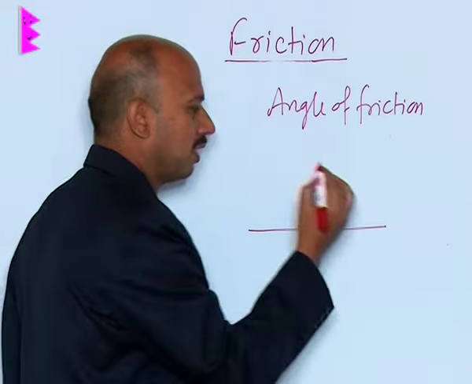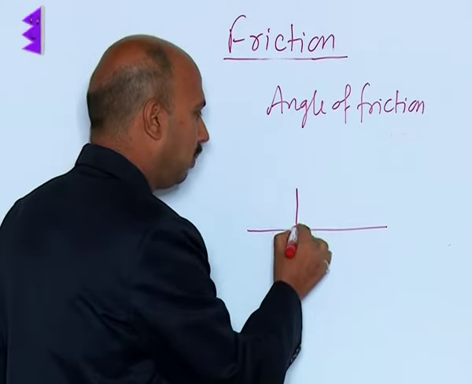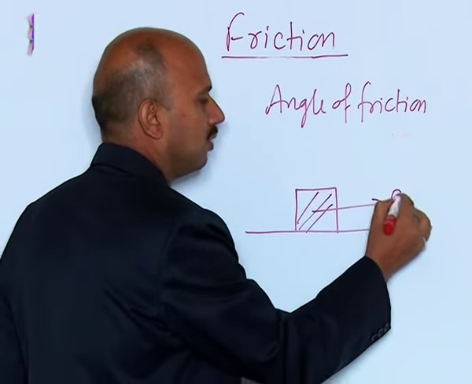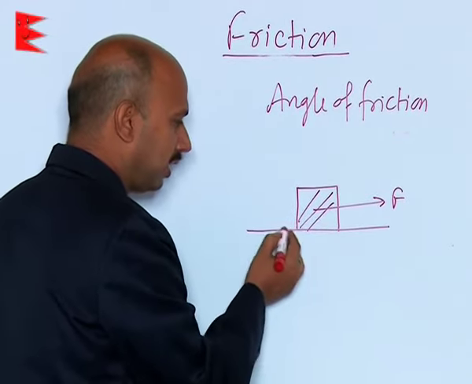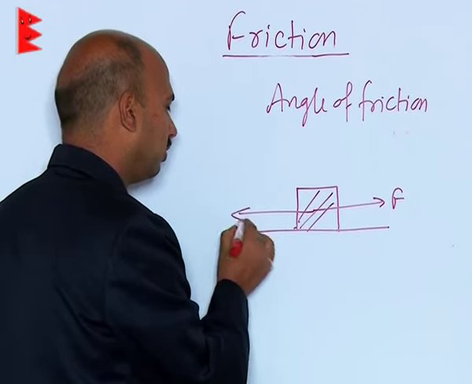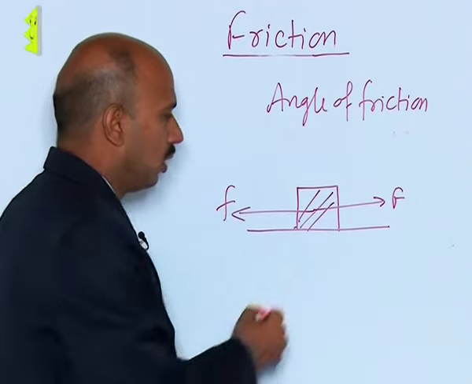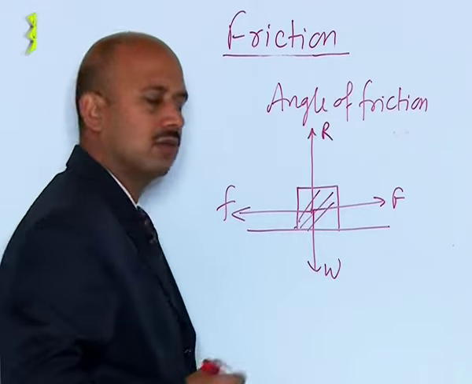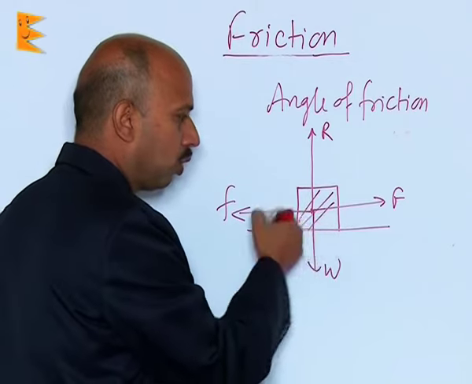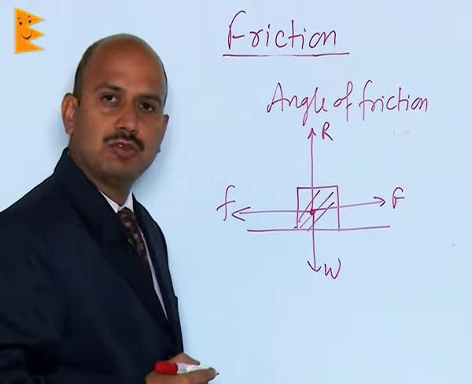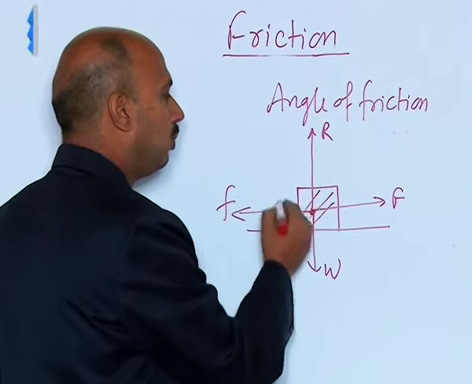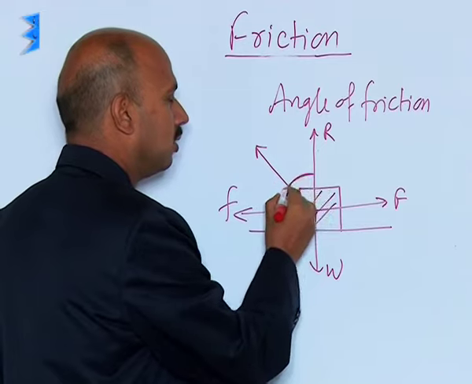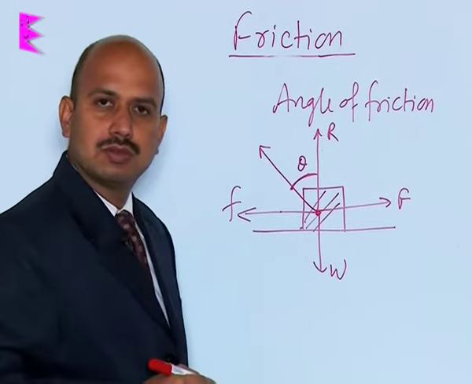Suppose you have taken a rough surface over here, a body is placed here, force applied to this side, frictional force is acting to this side here. So, we can make here this side frictional force, weight is acting to this side, normal reaction acting to this side. Actually, I have taken this point and drawn all the forces at this point. The resultant of these two is acting to this side, and this angle is known as angle of friction.